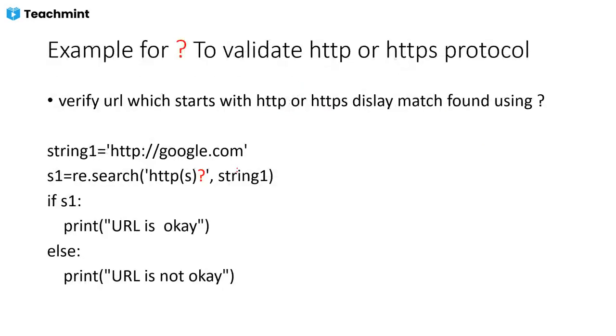Now, to check whether the URL is a secured site or an unsecured site. Any website, any URL consists of HTTP, but S is an optional part. S means secured one.